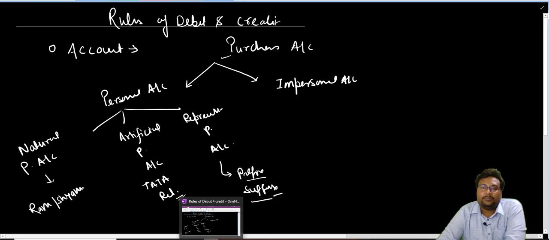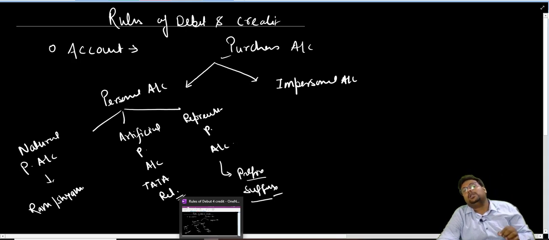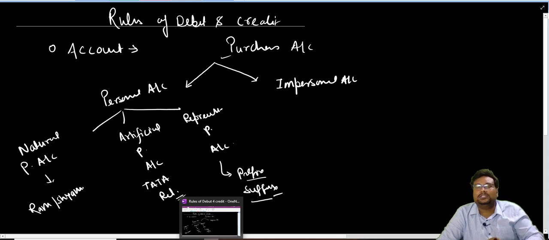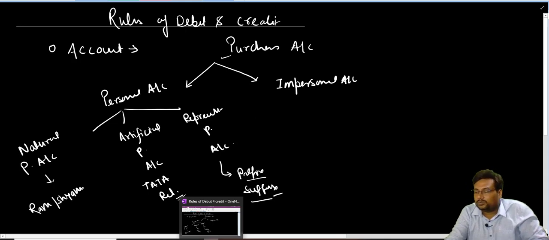Apart from that, beta, if any expense, any loss, or any income comes with a prefix or suffix word, that will be considered as a representative personal account.